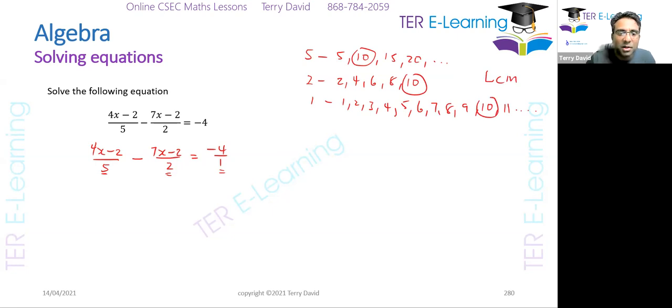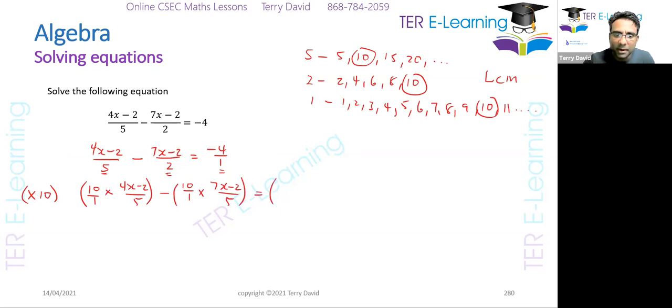So my next step is to multiply every single term by 10. So that's what I'm going to do. This is going to be 10 over 1 multiplied by 4x minus 2 over 5, close brackets, minus 10 over 1 multiplied by 7x minus 2 over 2, right? And this is going to give me 10 over 1 multiplied by minus 4 over 1, right? So all I've done, nothing complicated here, is multiply every single term by the LCM, which is 10.